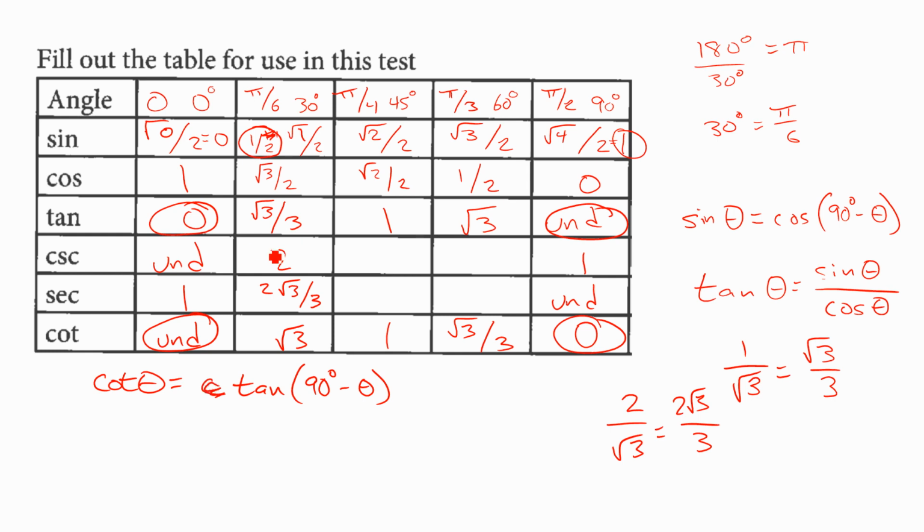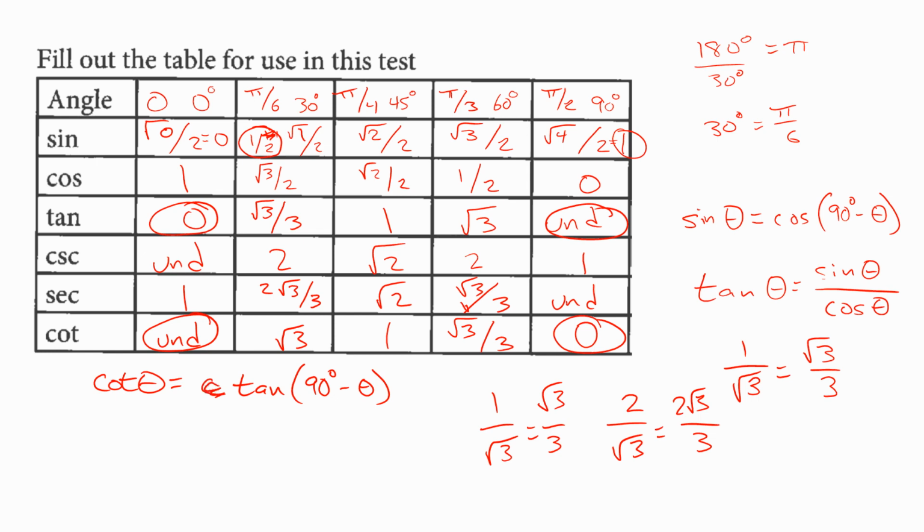Finishing up, let's go across with our cosecant. Rad 2 over 2 flipped over is rad 2. 1/2 flipped over is going to be 2. And rad 3 flipped over is going to be 1 over rad 3, which is rad 3 over 3.